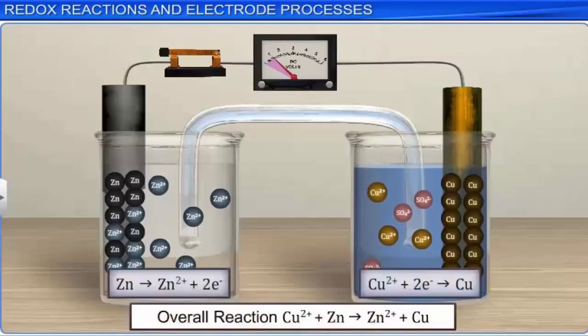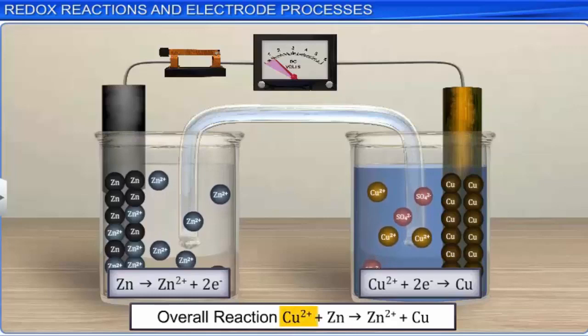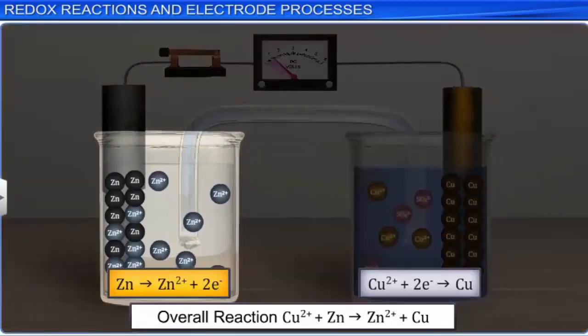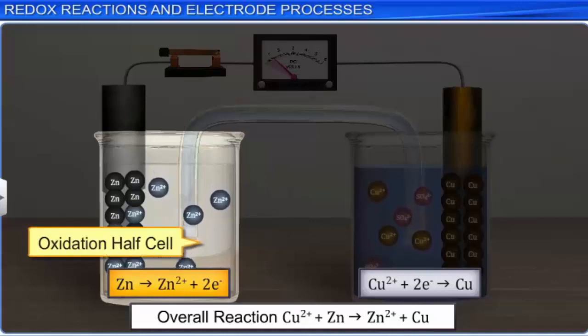The overall equation for the reaction is: copper 2+ ions react with zinc metal to form zinc 2+ ions and copper. Note that Zn loses electrons and undergoes oxidation, and hence the beaker in which the zinc rod is immersed in zinc sulfate solution is called the oxidation half cell. The electrode at which oxidation takes place is called the anode.